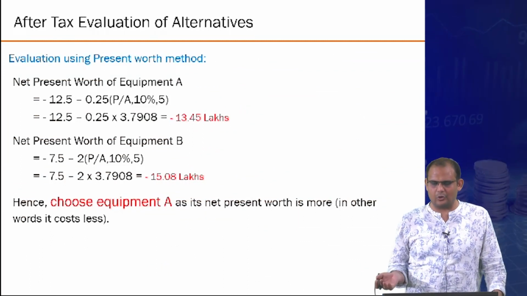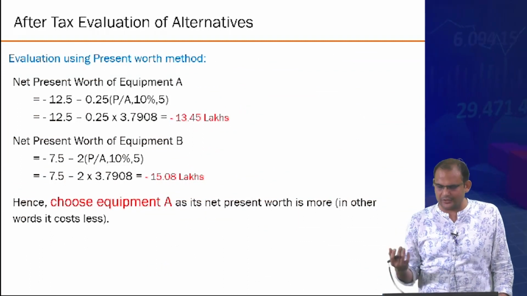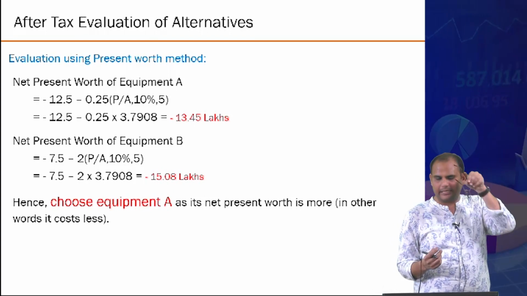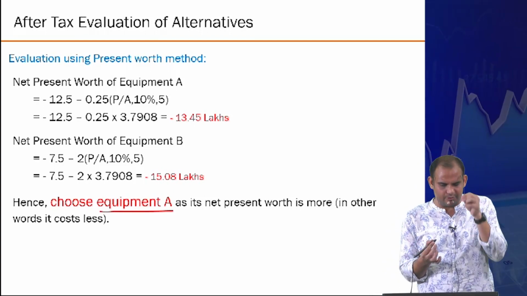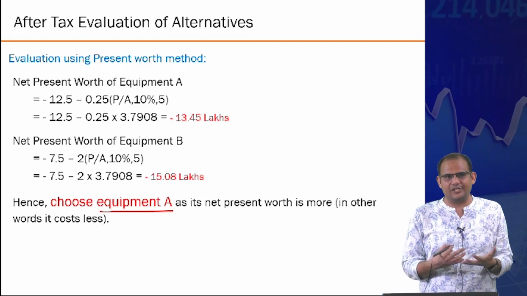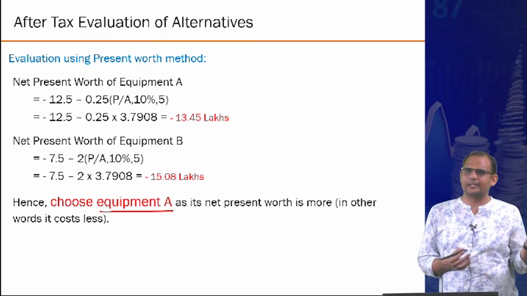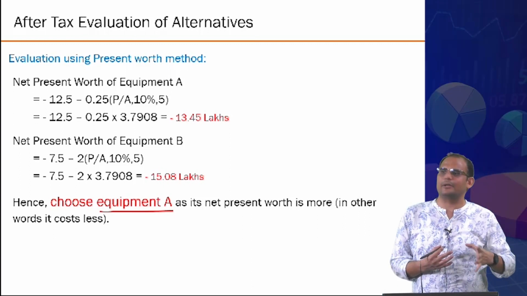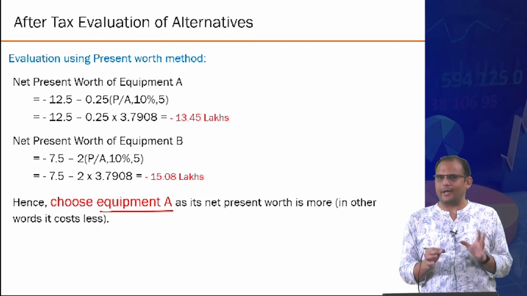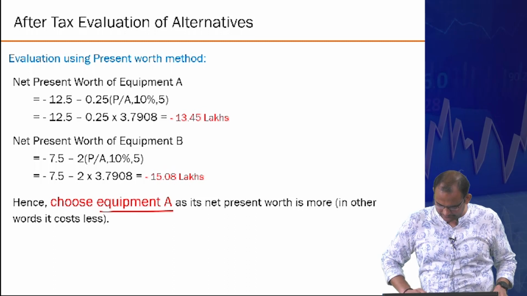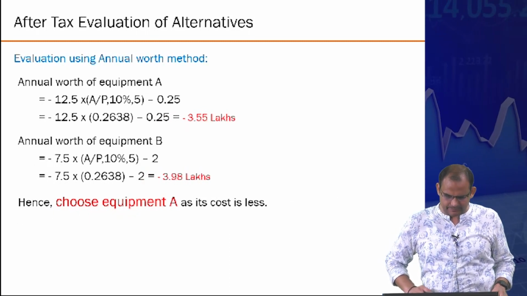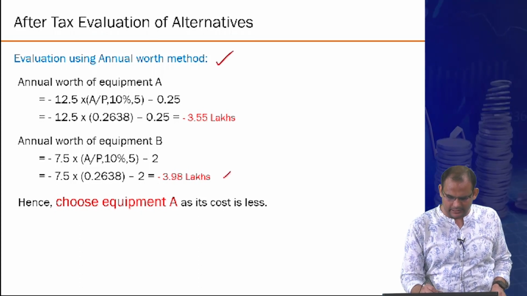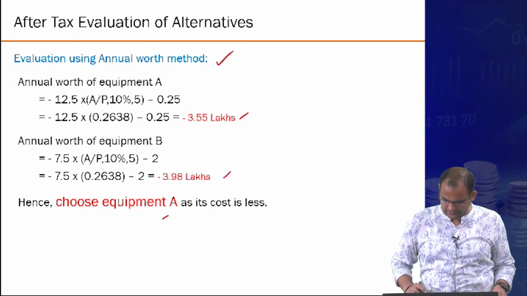Then for the normal net present worth, you do your analysis and you will find in this case you will still end up choosing equipment A. Originally also you were choosing equipment A, but after taxation in some cases the alternative selection may change. That could happen. And this is based on the annual worth method. Again, equipment A, because it costs less.